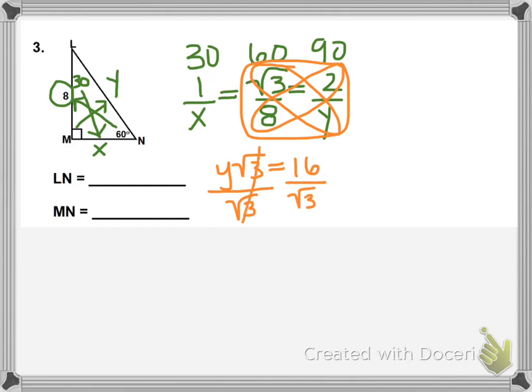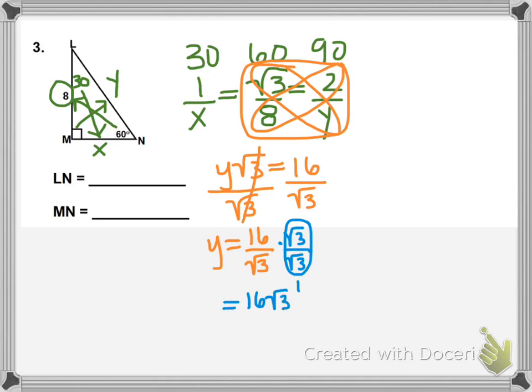Square root of 3 over square root of 3 is 1. So y equals 16 over square root of 3. Now fractions are okay as long as they are rationalized. I have a radical in the denominator, so I need to rationalize this denominator. We're going to multiply both the numerator and denominator by that square root of 3 in the denominator. Remember, square root of 3 over square root of 3 is 1, and I can multiply anything by 1. Let's multiply straight across. 16 times square root of 3 is 16 square roots of 3.